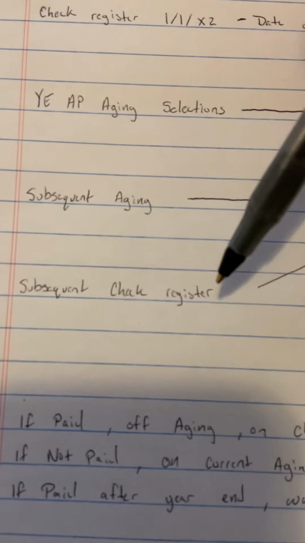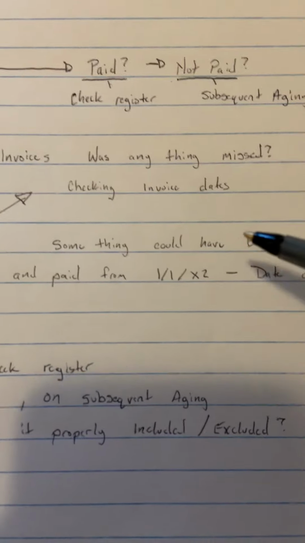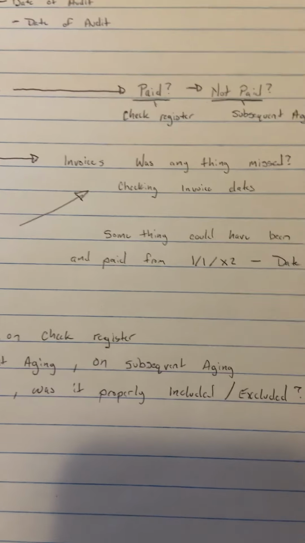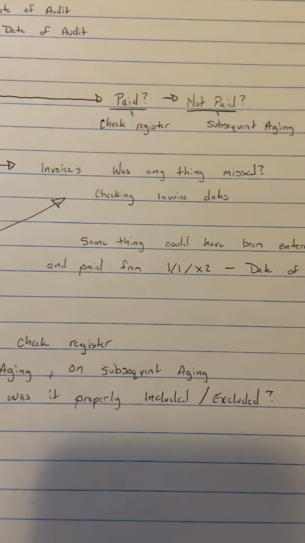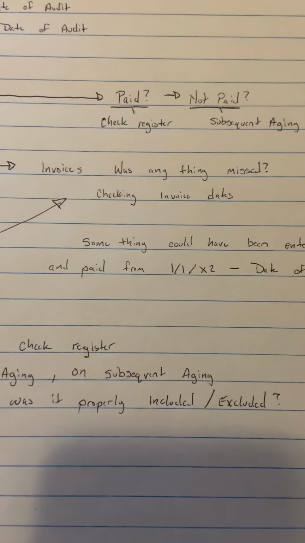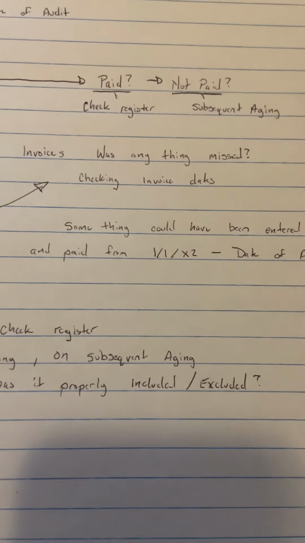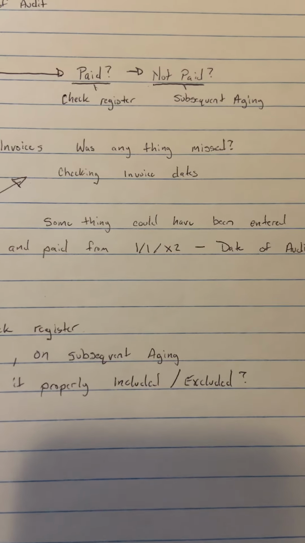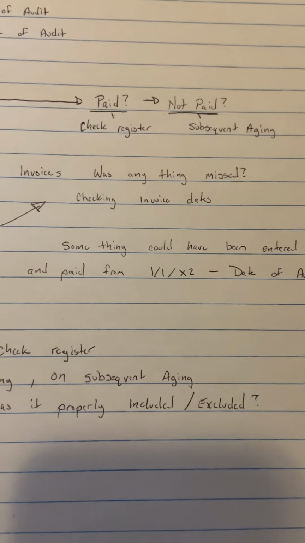The subsequent check register, well, we're kind of looking at the same thing. We're kind of doing the same test there. The only difference here is that we're assuming that from 1/1 to the date of the audit, something could have been entered and paid, and we would totally not see it on the subsequent AP aging because it would go on and off. So that's why we look at the subsequent check register. We want to see what was paid between 1/1 and the date of the audit, because if there's any invoices over the threshold that need to go back on the liabilities, we need to find those.